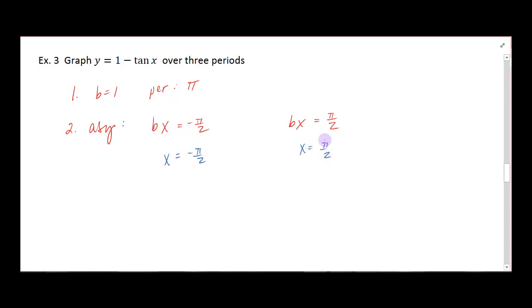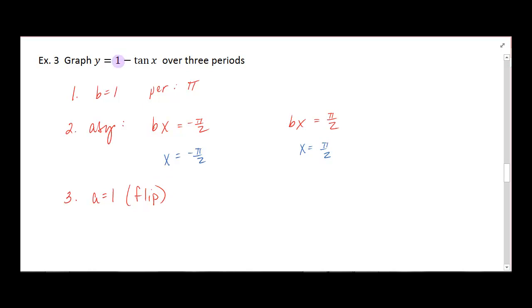The third thing I want to determine is if there's a phase shift, and since I don't have any values that I'm adding or subtracting inside of the function here, I don't have a phase shift. But what do I have next? Well, either way you want to look at this, I'm going to just look at this negative sign right here. I usually like to draw a value along the y-axis, so in other words, a is equal to 1, but that negative sign in front of the trig function means that this whole thing is going to be flipped, or reflected, across the x-axis.